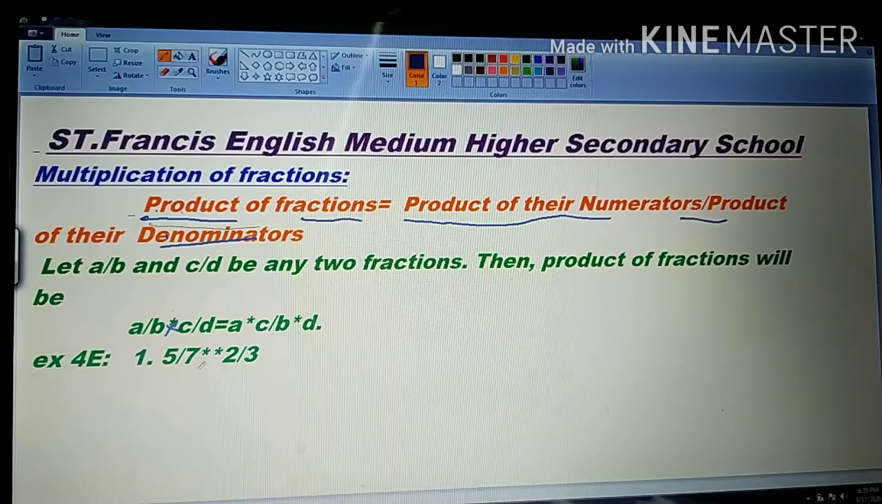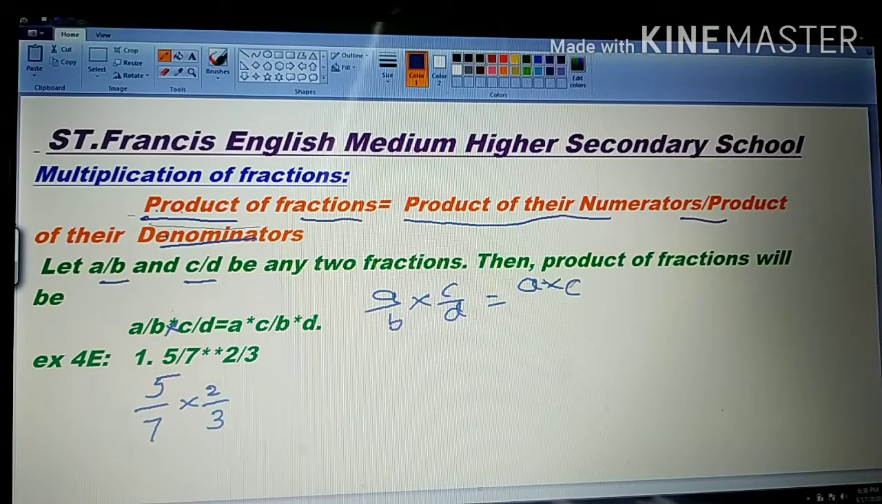See here, the example, again I am writing this one: 5 by 7 into 2 by 3. If you take any two fractions a by b and c by d, the multiplication of a by b into c by d is nothing but simply multiplying their numerators and multiplying their denominators. You will get the product. Like that you have to solve.